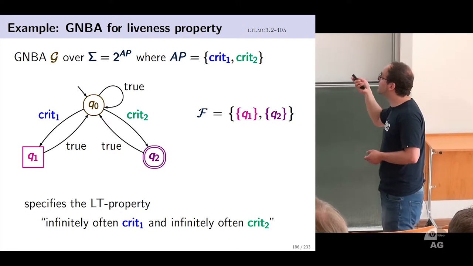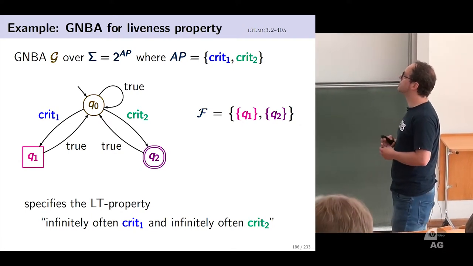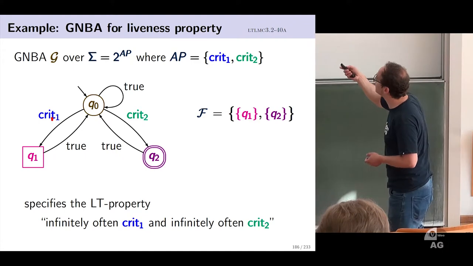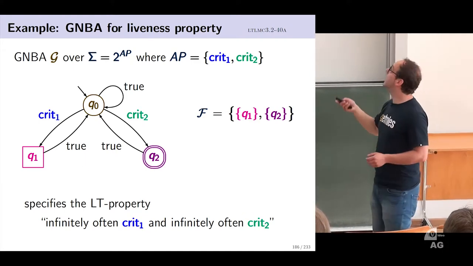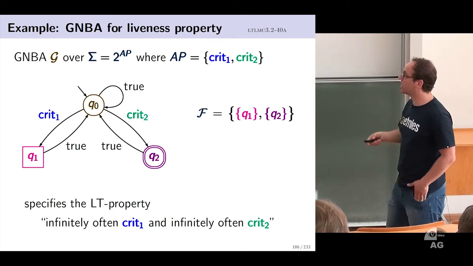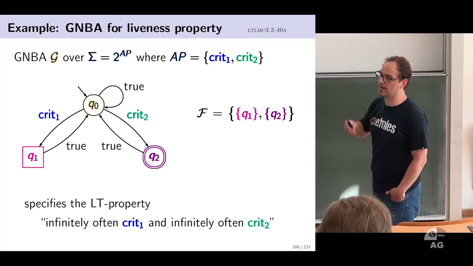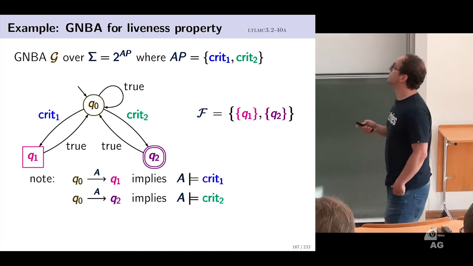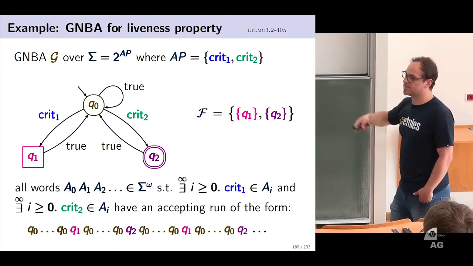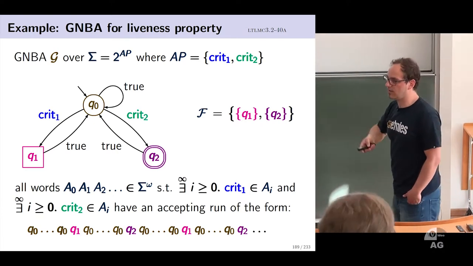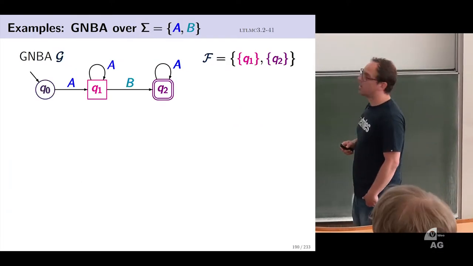And therefore, we can specify the linear time property, for example, using this automaton that says infinitely often crit1 and infinitely often crit2. If we look at regular NBAs and just have one accepting state, then this automaton would recognize a different language. The reasoning is on the slides, but I hope you intuitively see that it recognizes infinitely often crit1 and infinitely often crit2.